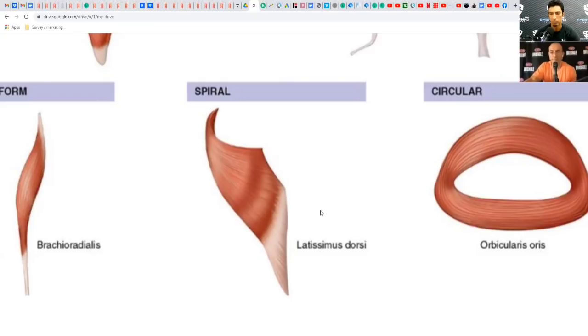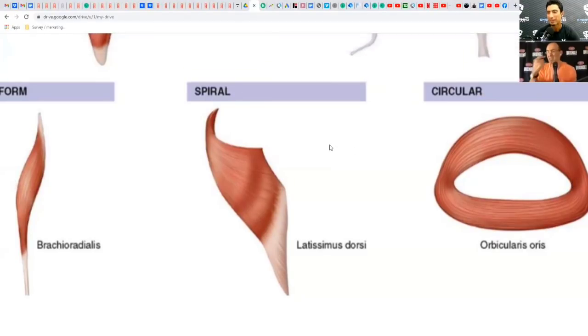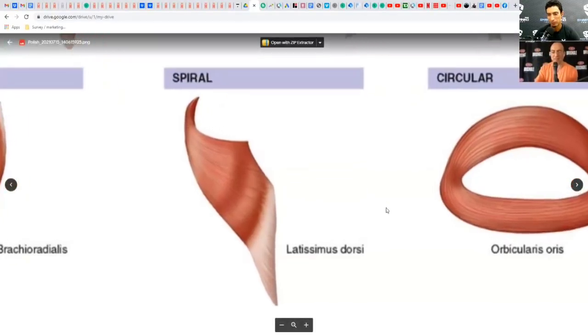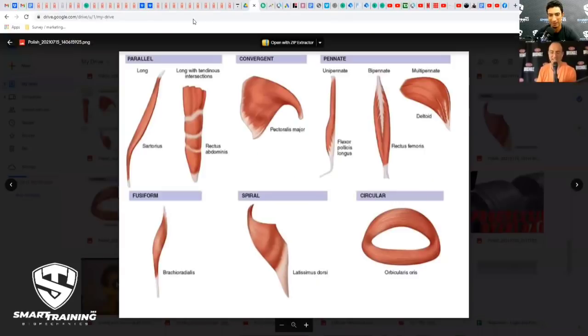This last one on the right here, by the way, the circular, that's the mouth and the anus. And so that's obviously not relevant to what we talk about. Anything like a parallel fiber or a pennate fiber. That's why it's got its own category.